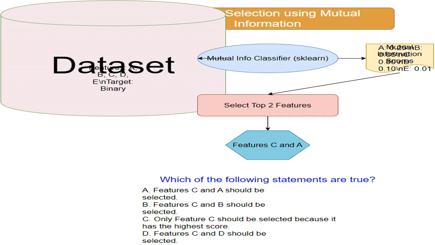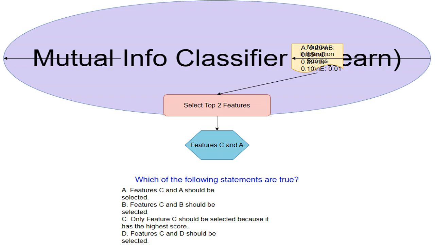I have a dataset with 5 features, which I'll call A, B, C, D, and E. The goal is to predict a binary outcome like yes, no, or 0, 1. I am using a tool called mutual_info_classif from the Sklearn library. This tool helps me figure out how strongly each feature is related to the outcome. Sklearn is short for scikit-learn, a popular Python library for machine learning.